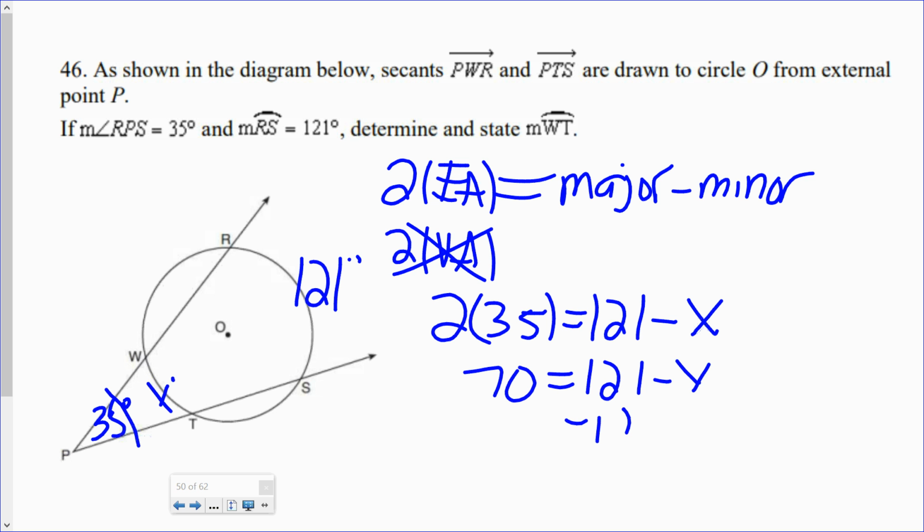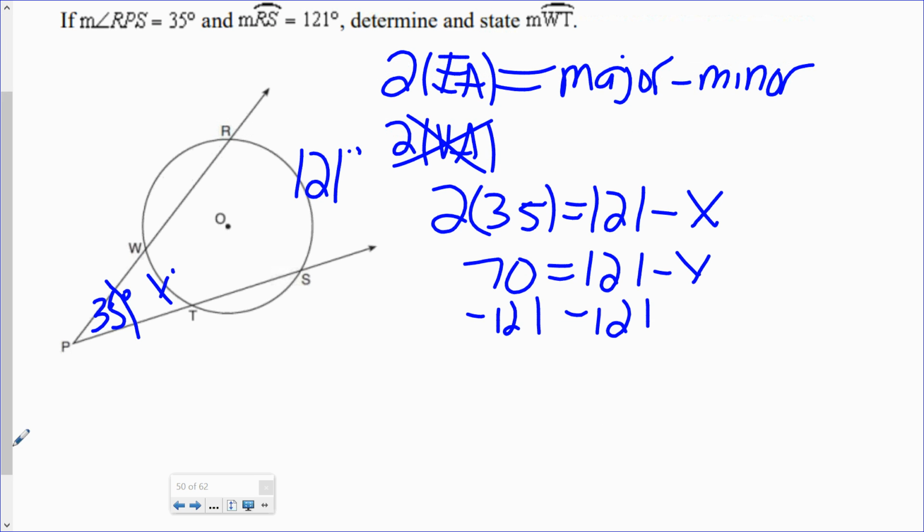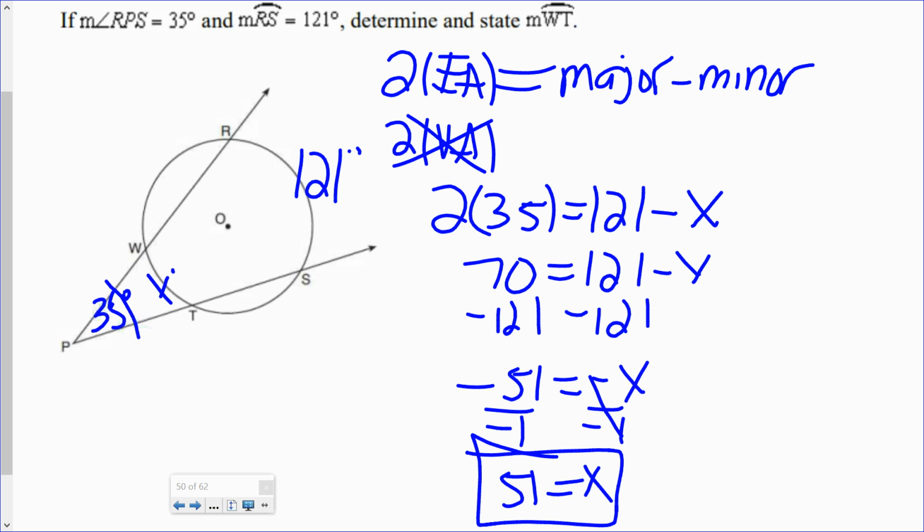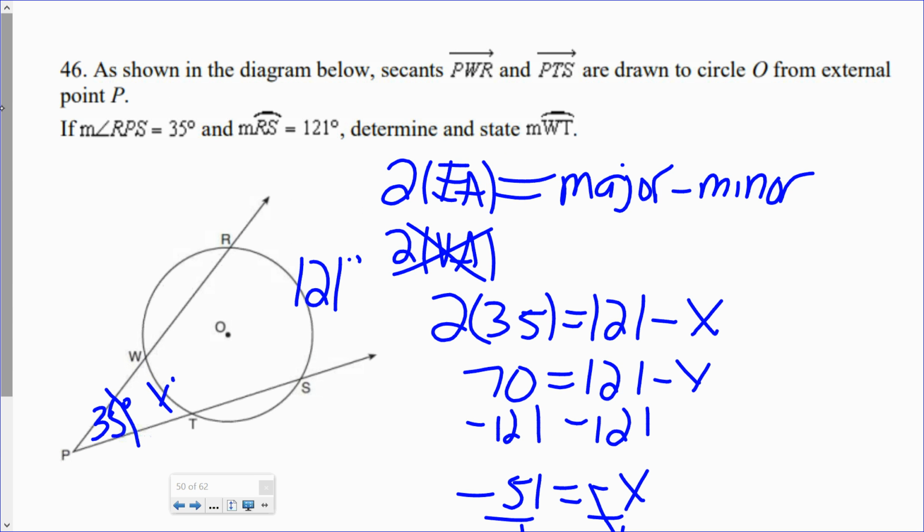I do a little bit of algebra, and I get my answer. The math is simple for these. It's just knowing all your little rules. And that's why the songs are going to be helpful.